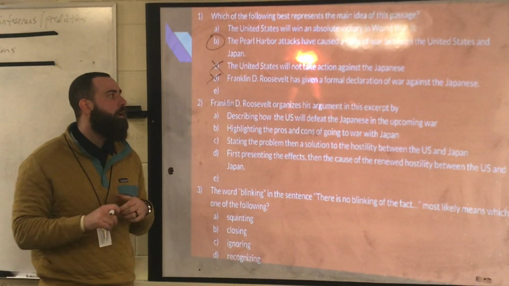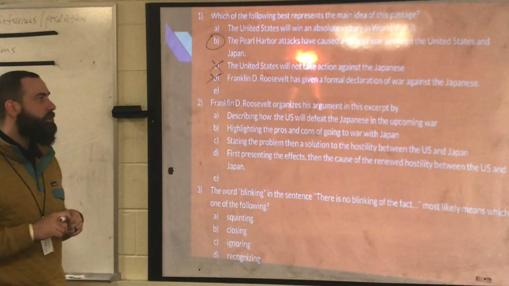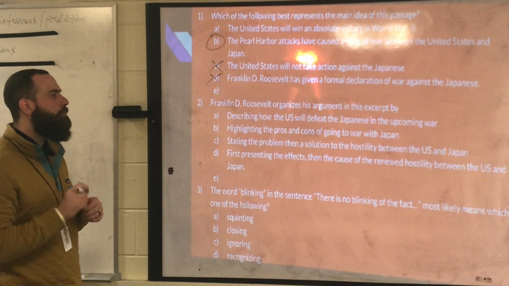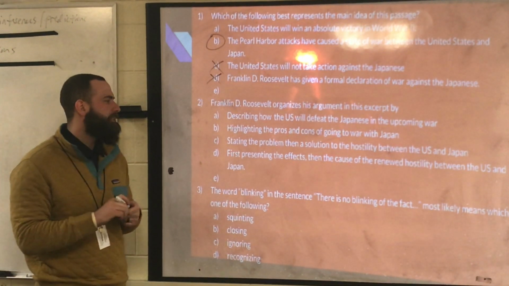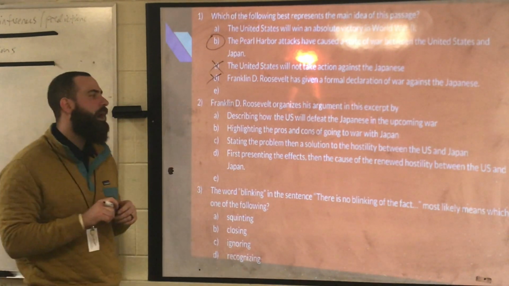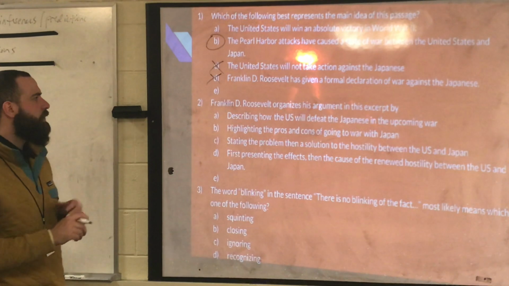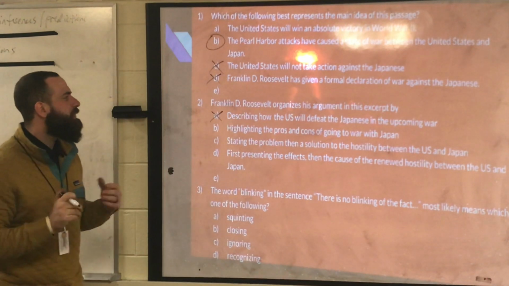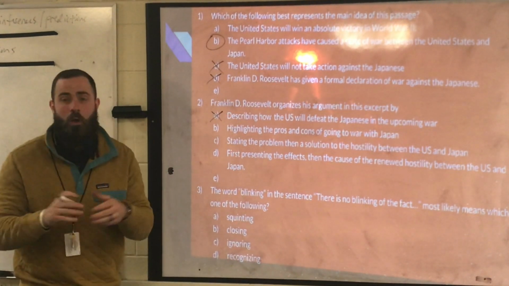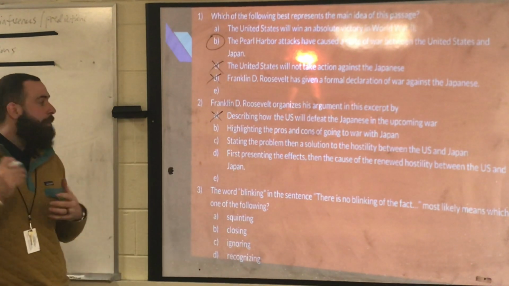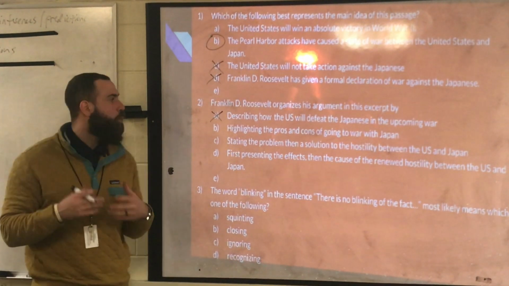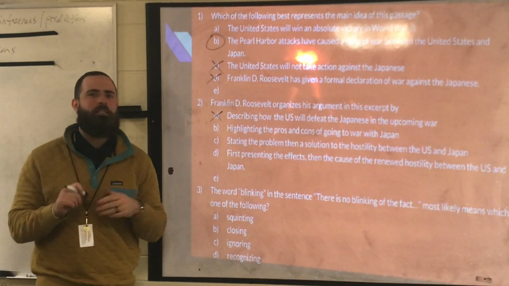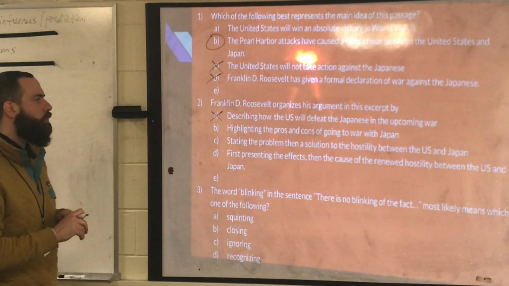Going to 2, FDR organizes his argument by A, describing how they will defeat Japan, B, highlighting pros and cons, C, stating the problem and then a solution, or D, first presenting the effects, then the cause of the renewed hostility. Trying to eliminate 2 answers. A and B are ones that I don't think make sense. A does not fit because he doesn't necessarily describe how we will obtain victory against Japan. He mentions that we will ultimately get there through hard work, but he doesn't lay out an absolute plan. So describing how they will defeat the Japanese does not make sense as how he structures his argument.